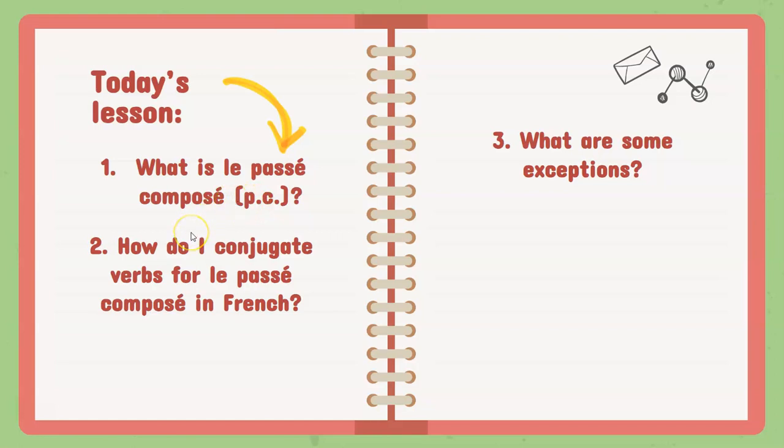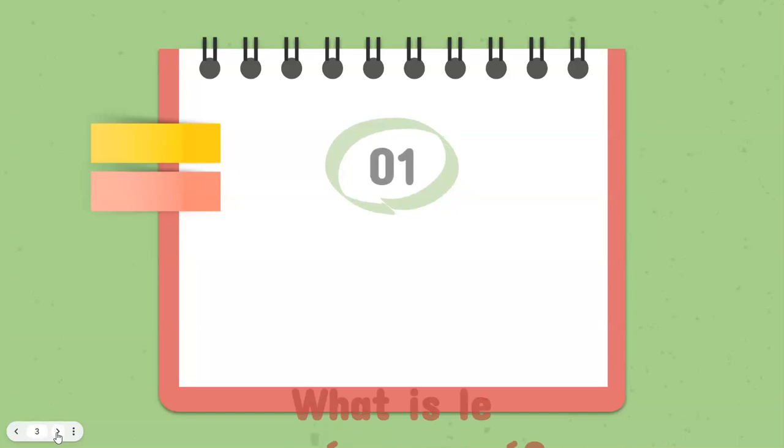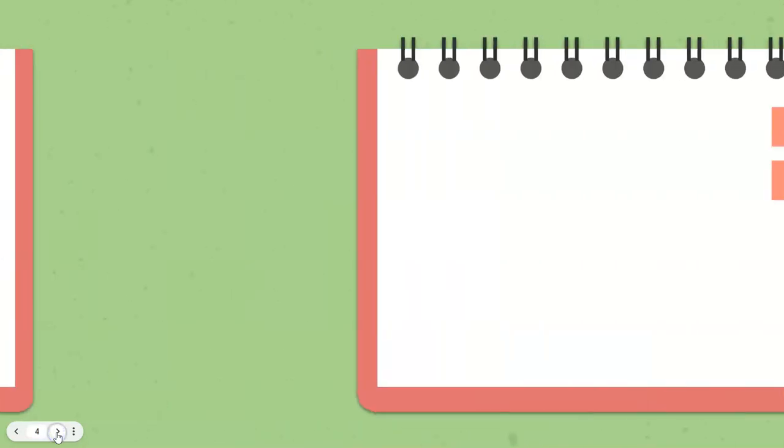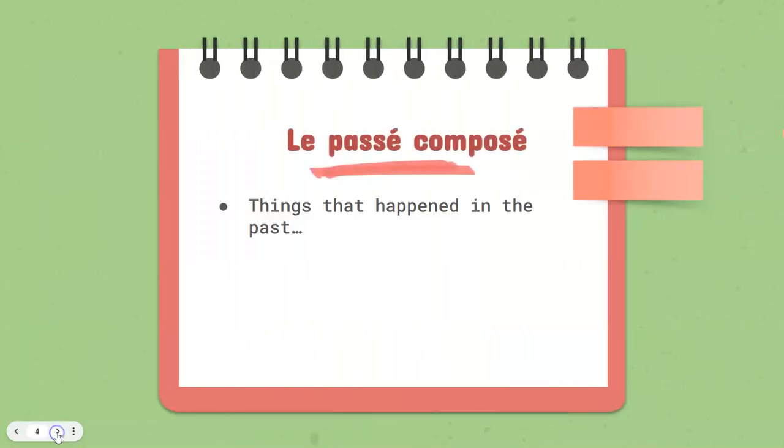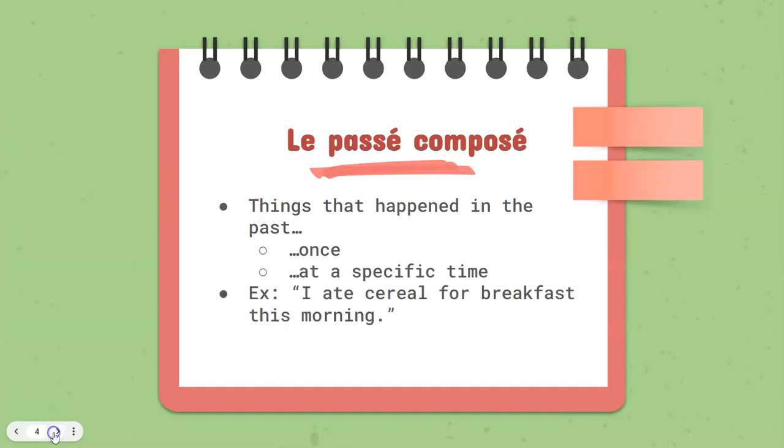How do you conjugate verbs for the passé composé in French? And what are some exceptions? So we'll start with what is le passé composé. This is one of our ways that we talk about things in the past in French. Unlike in English, there are multiple ways to talk about things in the past. So le passé composé is specifically for things that happen in the past once or at a specific time.